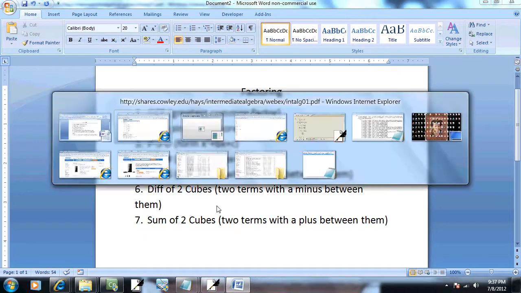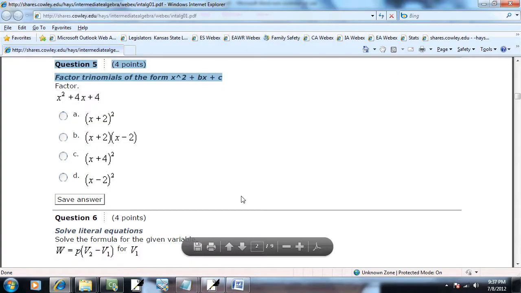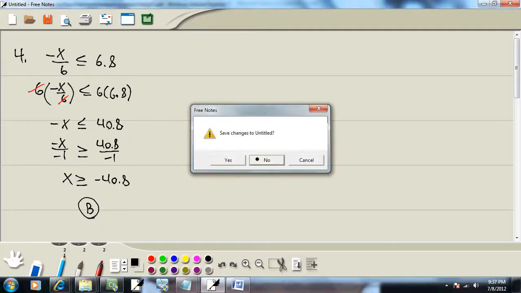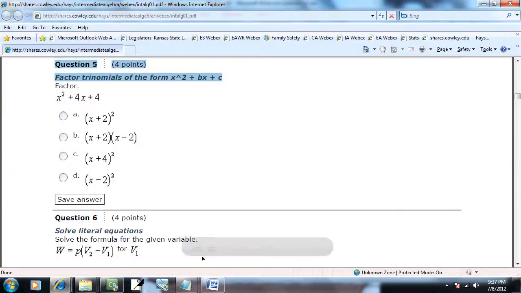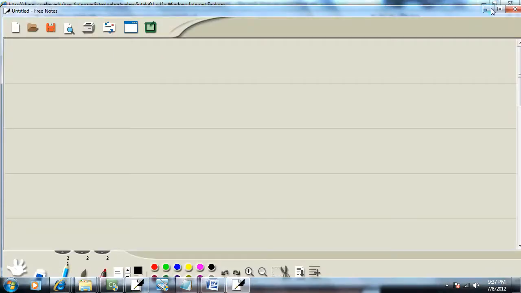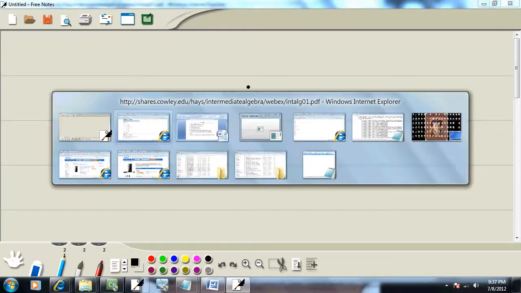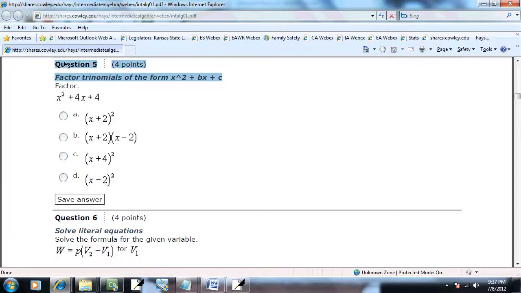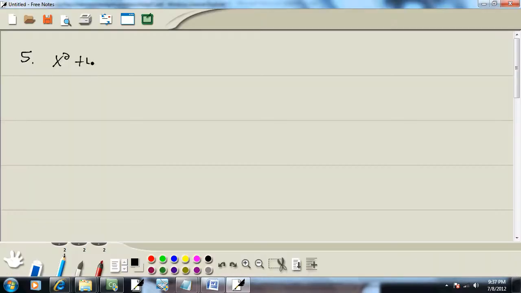There we go. Okay, so let's use those to help us figure out this problem. So this problem's number 5. And we got x squared plus 4x plus 4.